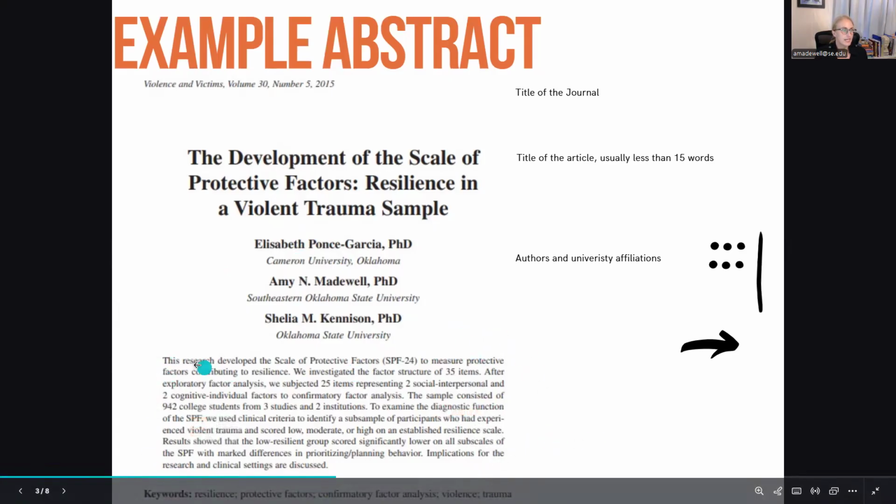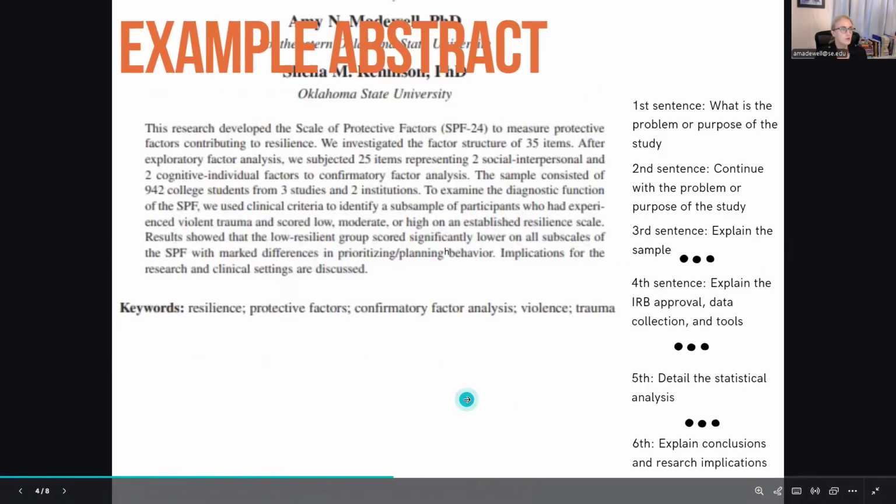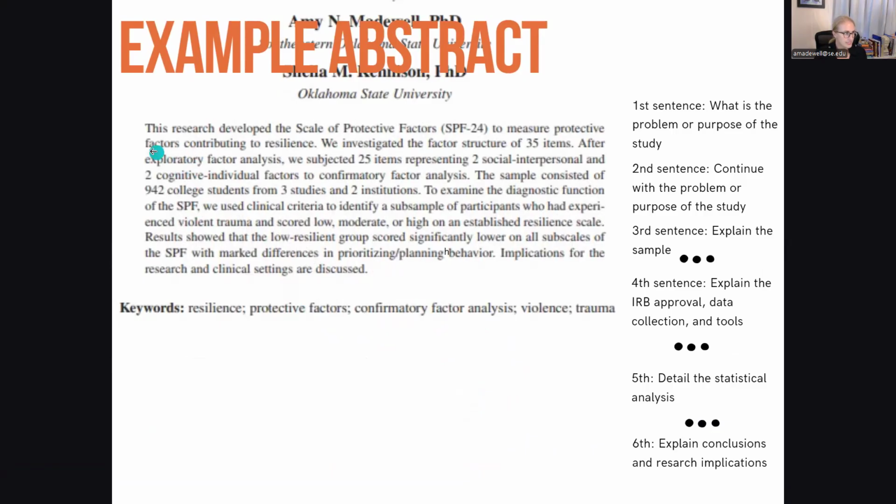Look how nice and tidy this is. Let's zoom in and let's read it. The very first sentence: this research developed the scale of protective factors. And now it's spelled out. Now we have an acronym. We could use that acronym the rest of the paper. To measure protective factors contributing to resilience. So every word in that sentence is needed. It can't be cut really any further.